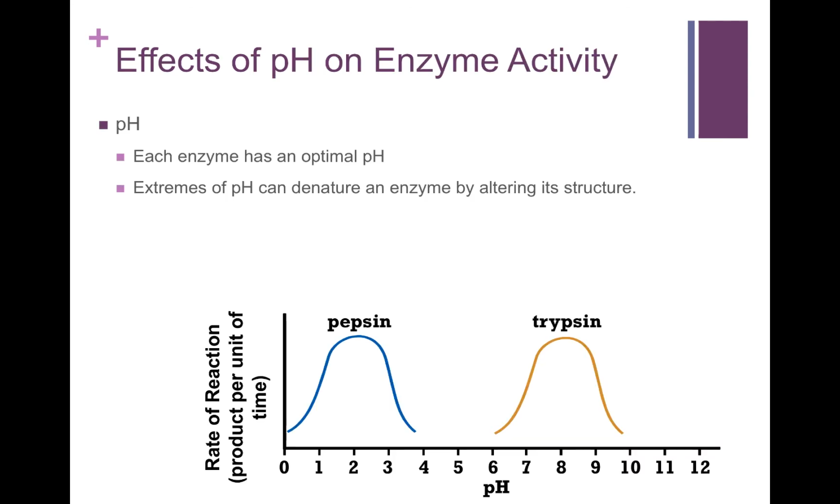All right, the effects of pH on enzyme activity. Now this one's pretty interesting because it's not as straightforward. This is how it works. Each enzyme has an optimal pH. An extreme pH can denature an enzyme.